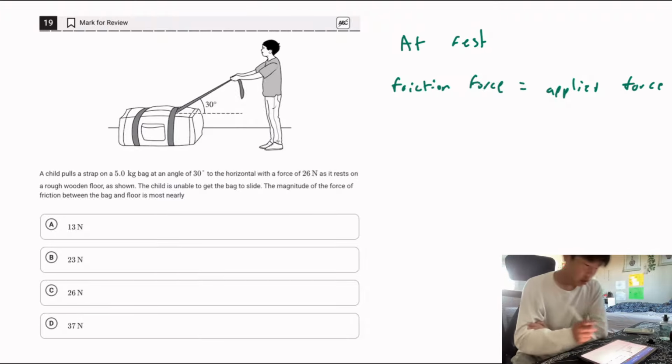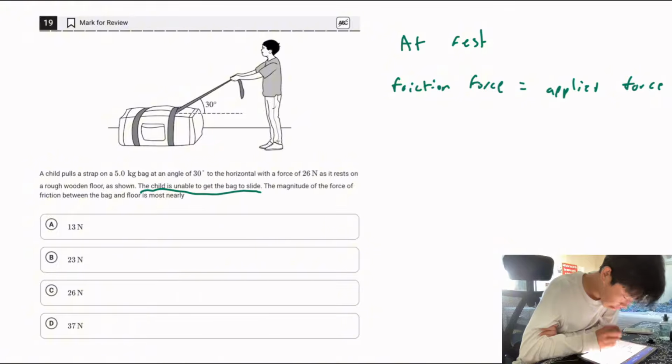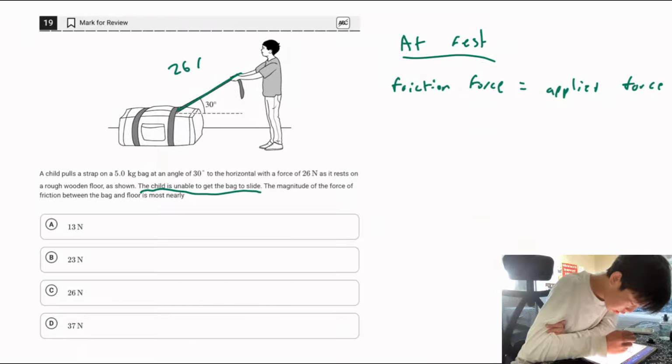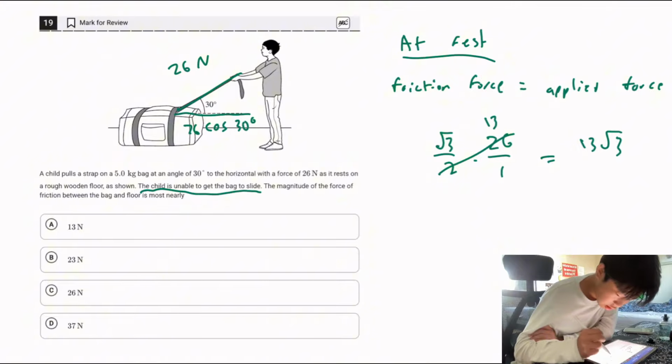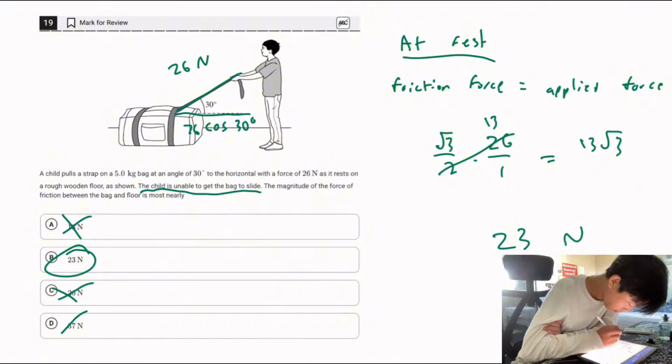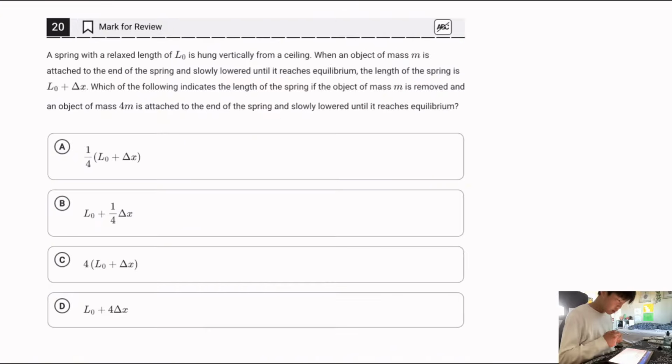As you can see, it's unable to get the block to slide, which means it's at rest, which means the friction force is equal to the applied force. The applied force is 26 newtons, and it's going to be cosine because it's the x direction. 26 cosine 30 degrees. Cosine is root 3 over 2 times 26 over 1. This is 13 root 3, which is 23 newtons, which is this.